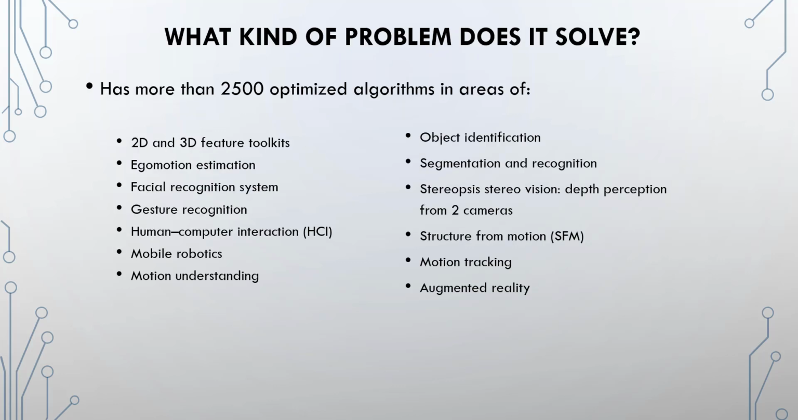So what kind of problem does it solve? The library has more than 2,500 optimized algorithms that can be used to detect and recognize faces, identify objects, classify human actions in video, track moving objects, extract 3D models of objects, produce 3D point clouds from stereo cameras, stitch images together to produce a high-resolution image of an entire scene, and so on.